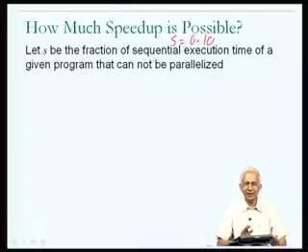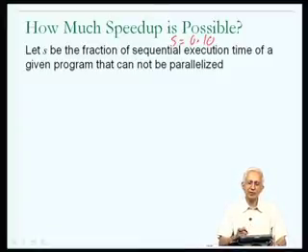So we are going to assume that if I analyze the sequential version of the program, I am able to find out what fraction of the sequential execution time cannot be parallelized by understanding the work that is being done in that region of the program.